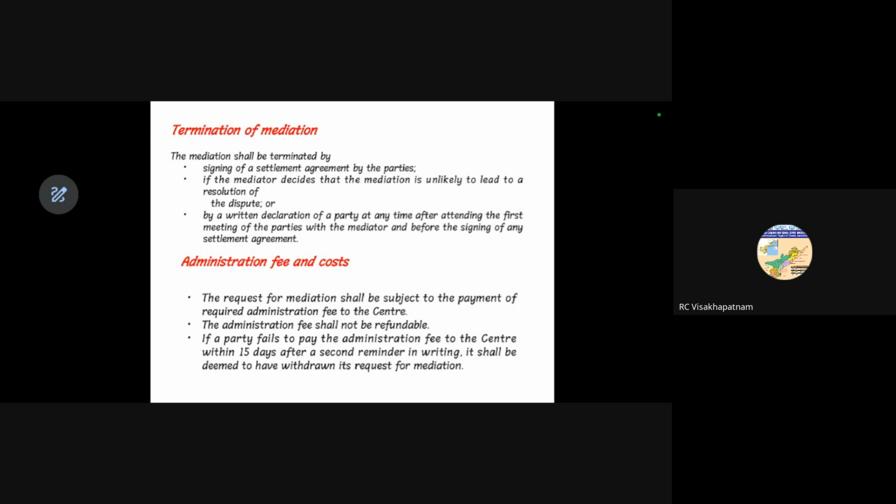The administration fee and cost. The request for a mediation shall be subject to the payment of the required administration fee to the center. The administration fee shall not be refunded.